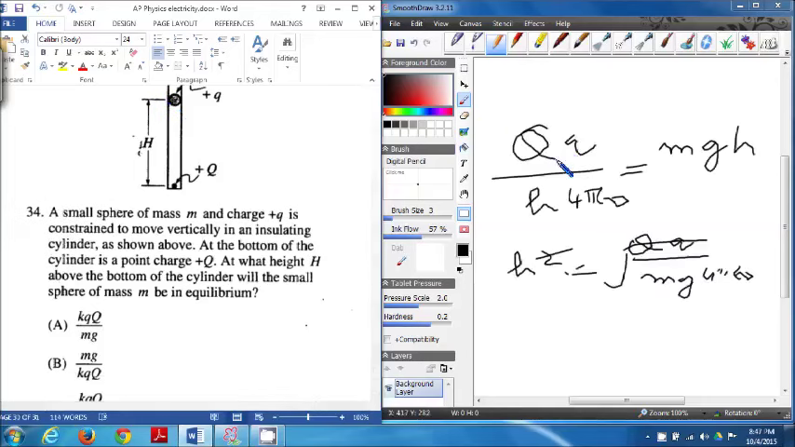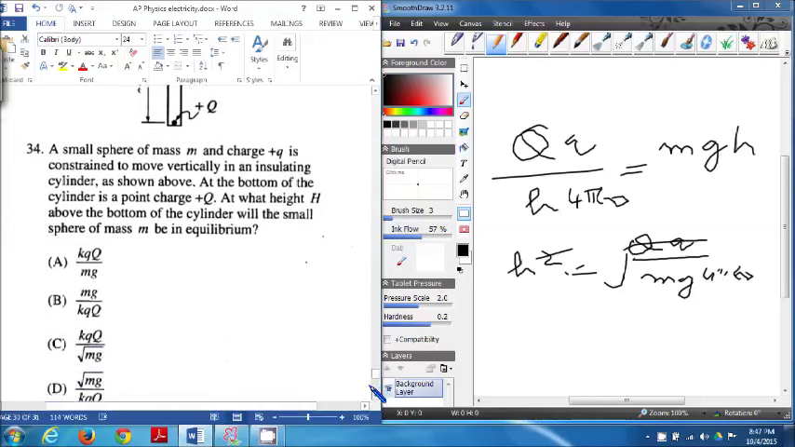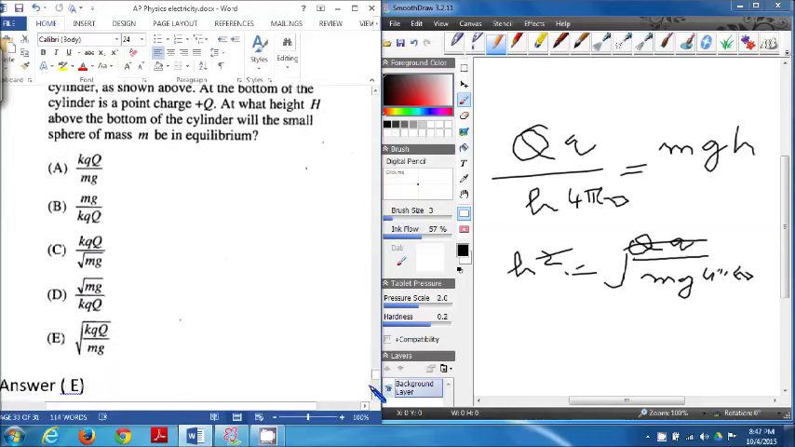So we have q q by h 4 pi epsilon 0 is equal to mgh. By manipulating this, we will get the height is nothing but the square root of q q by mg and 4 pi epsilon 0, which is some constant. So the answer is E. Answer is E.